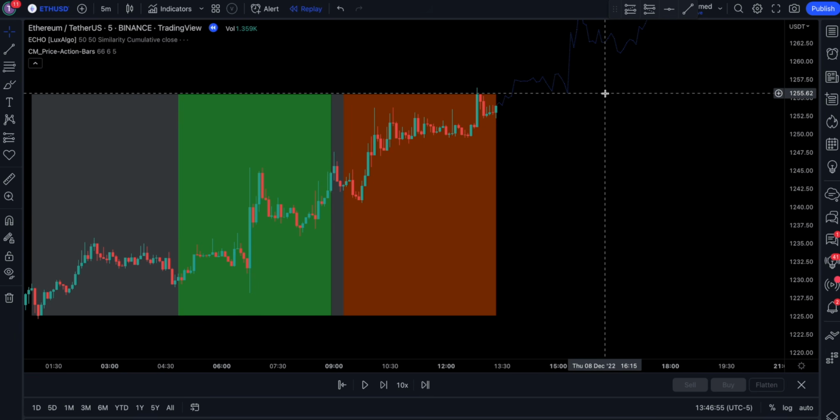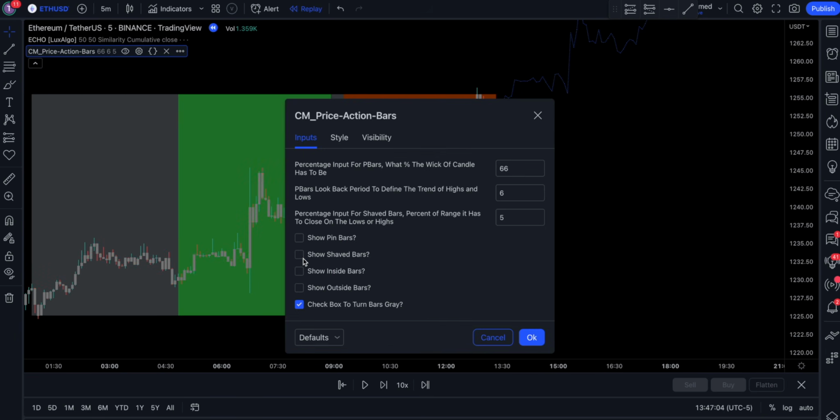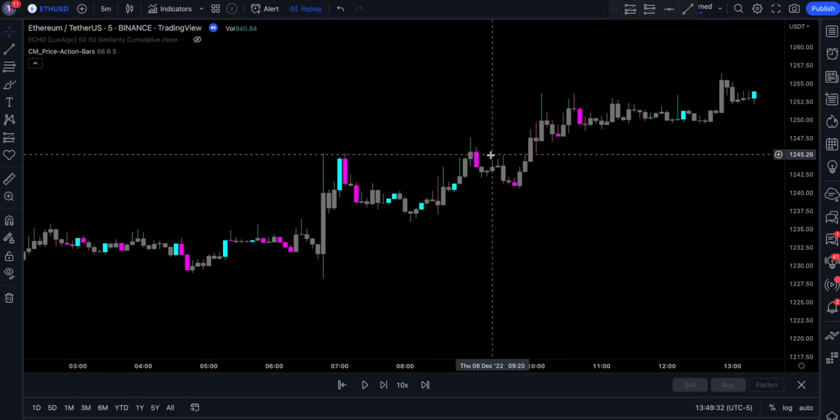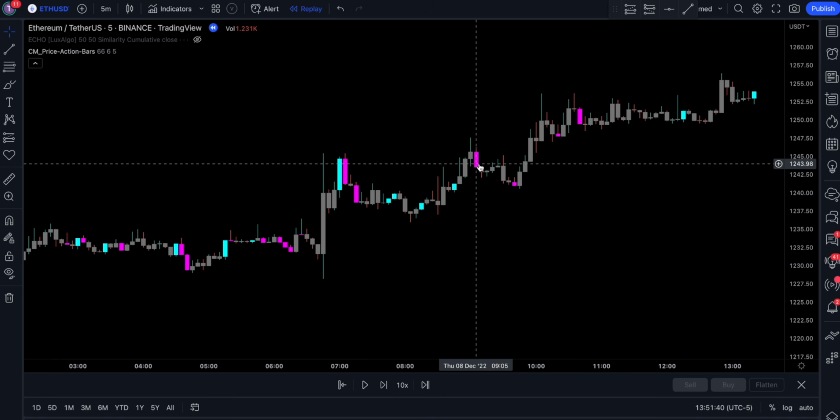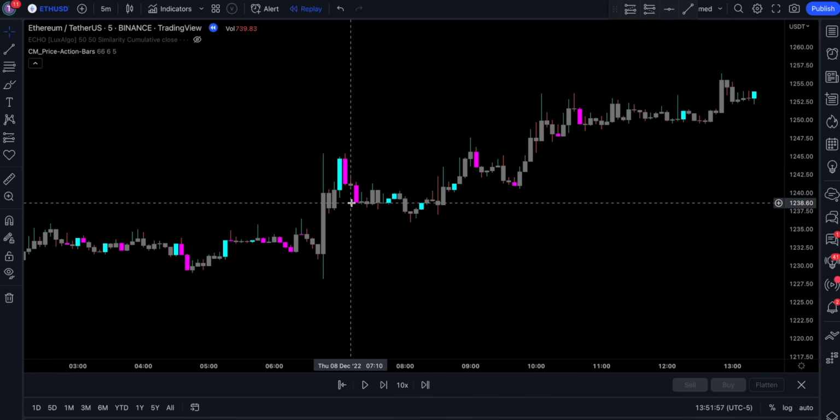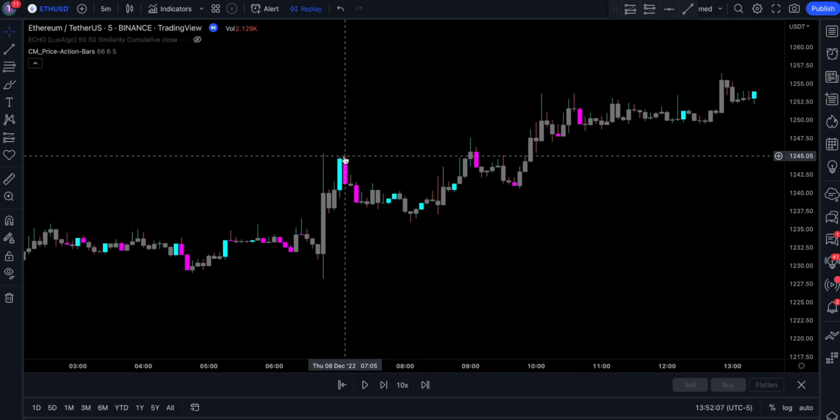So before we can actually use it, we need to click on its settings and enable some of the options. The purple candlesticks you can see on the chart are bearish candlesticks that have an upper wick and their closing price is the same as their lowest price. Blue candlesticks on the other hand are bullish candlesticks that have a lower wick and their closing price is the same as their highest price.